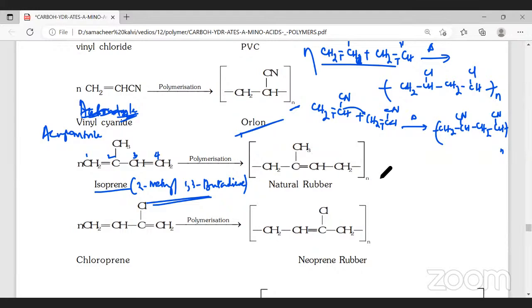So this is the partial structure of natural rubber. Here also we do not have a byproduct. Therefore, it is also an example for addition polymerization.